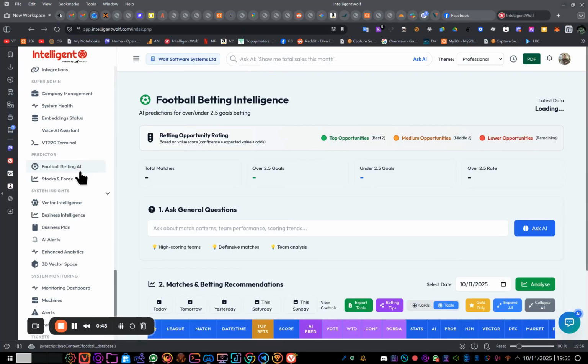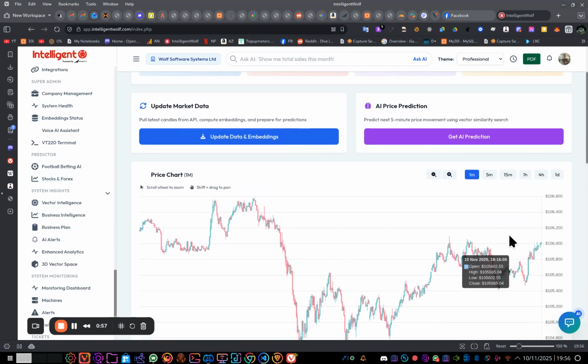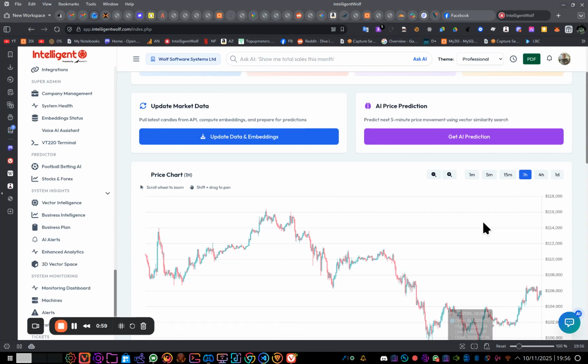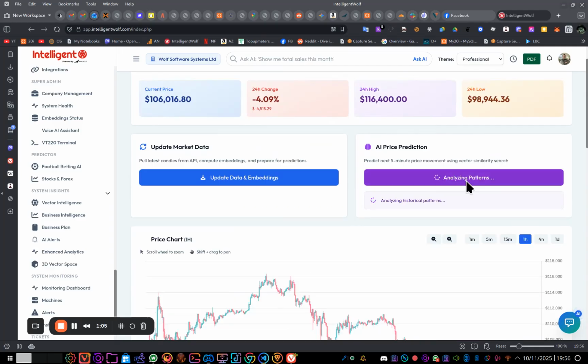Anyway, the latest thing that you won't have seen, because we've not done any videos about it, is using our vector databases and some of our tech to predict movements in the stock market, in this case Bitcoin US dollar. The way it works is it looks for patterns that match. To give you an idea, we'll just run it right now.